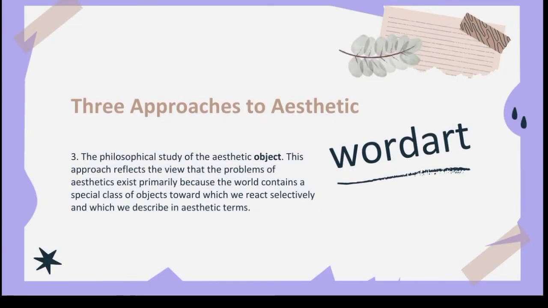Now, let's go to the final approach. Number 3. The philosophical study of the aesthetic object. This approach reflects the view that the problems of aesthetics exist primarily because the world contains a special class of objects towards which we react selectively and which we describe in aesthetic terms.